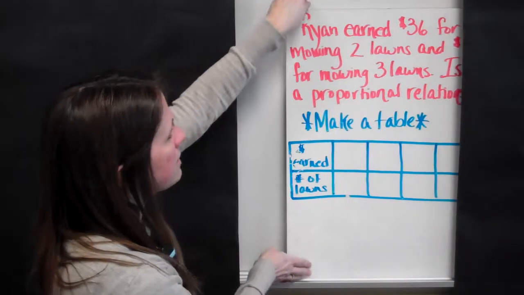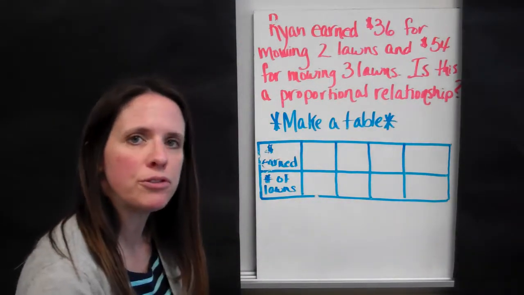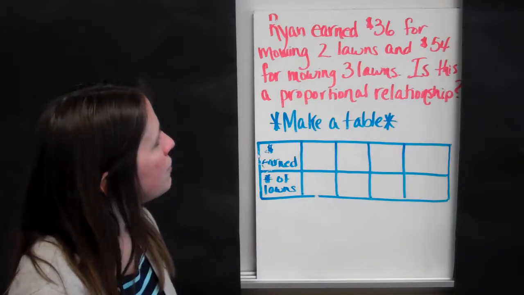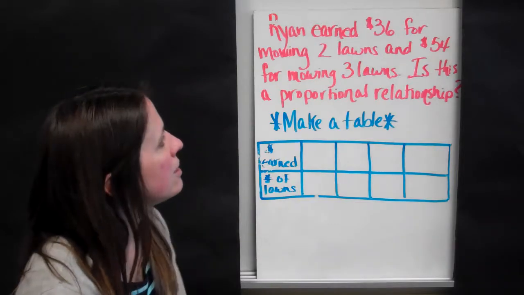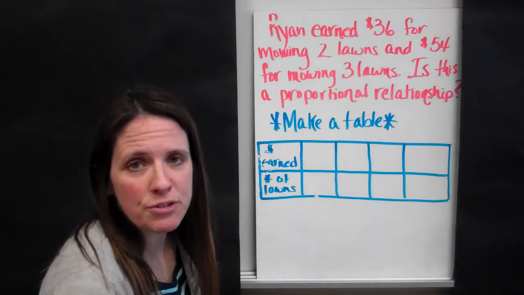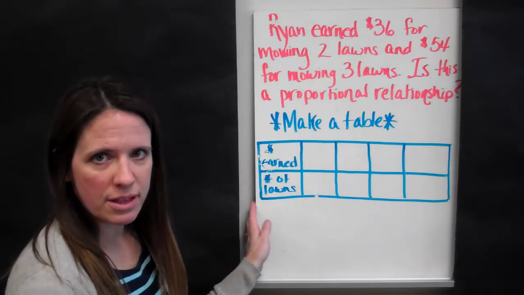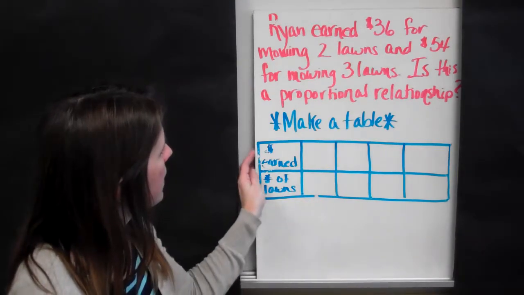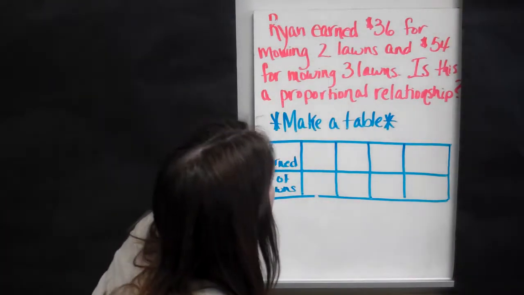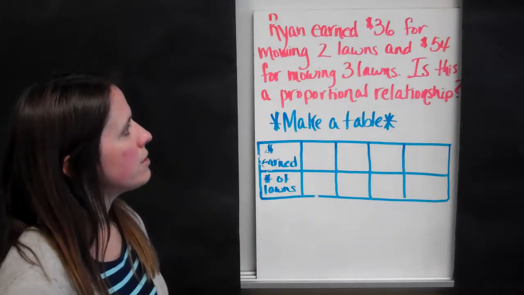Okay, so let's look at some example problems where you're going to have to determine if it is a proportional or non-proportional relationship. Ryan earned $36 for mowing 2 lawns and $54 for mowing 3 lawns. Is this a proportional relationship? The best way to organize this information and help you decide is to make a table. Your table can show the 2 values that the problem has given you. So in this case, we have the money earned for the number of lawns that are mowed. And in the problem, we were told that for 2 lawns, it was $36, and for 3 lawns, $54.